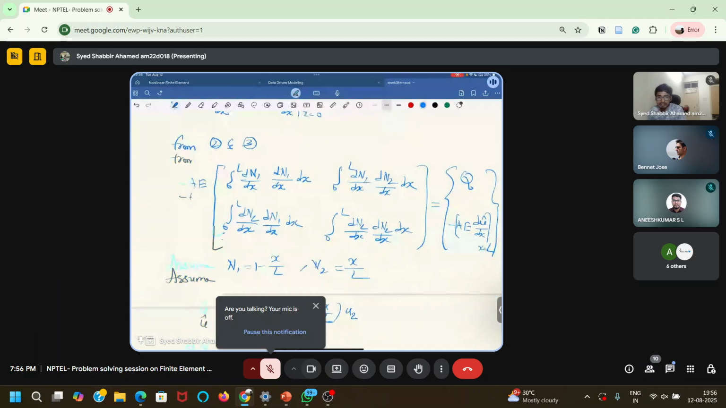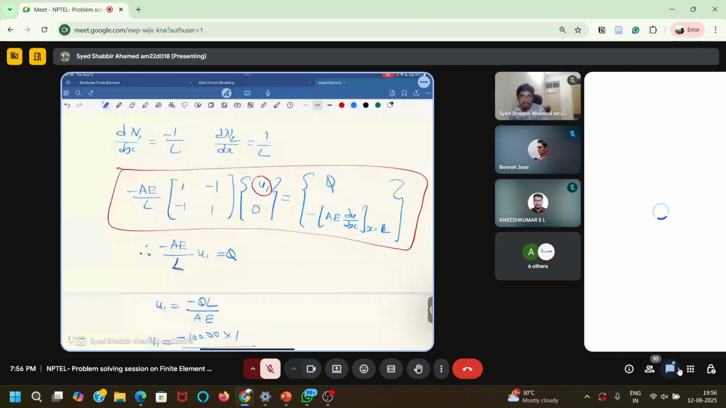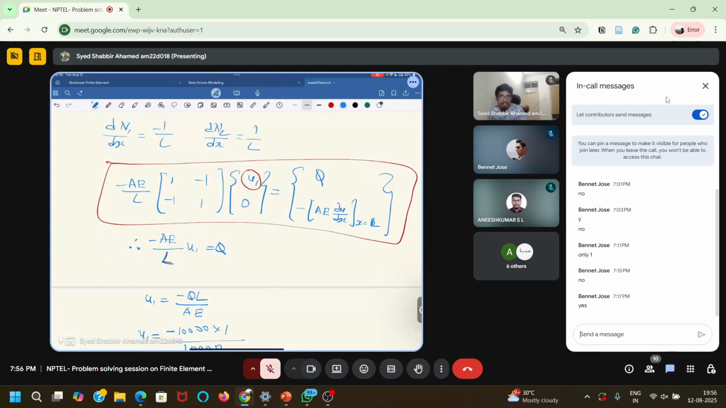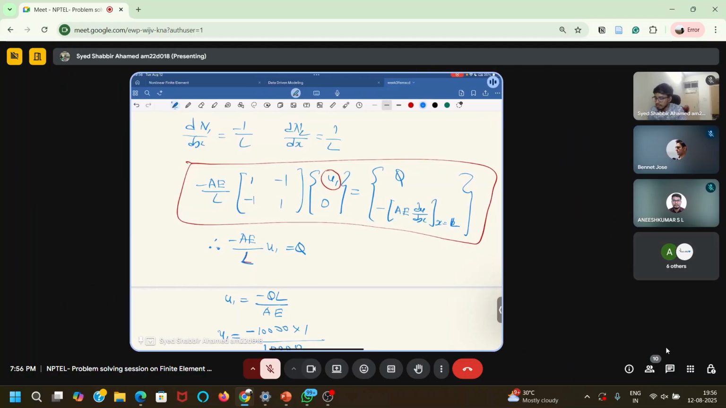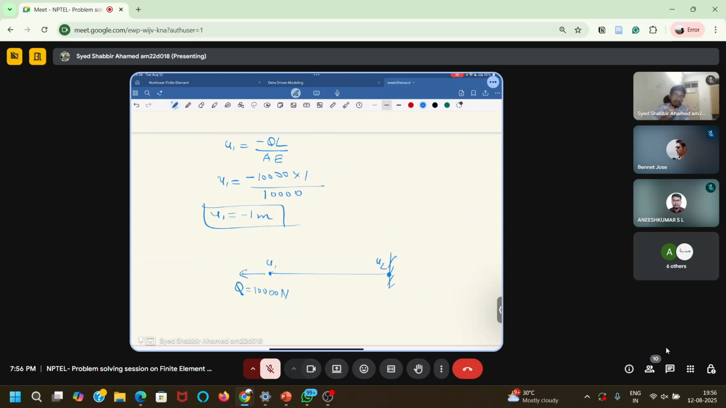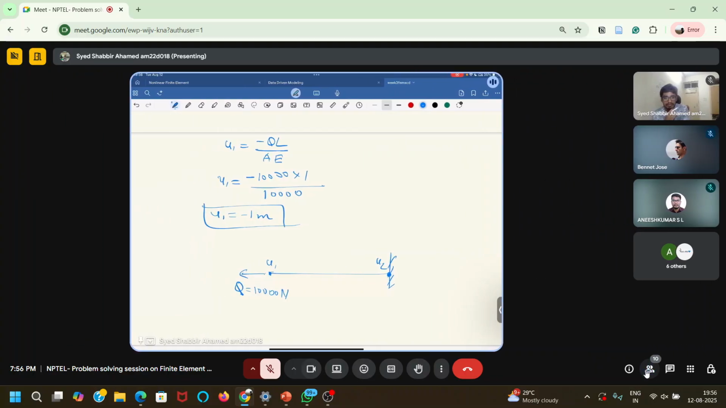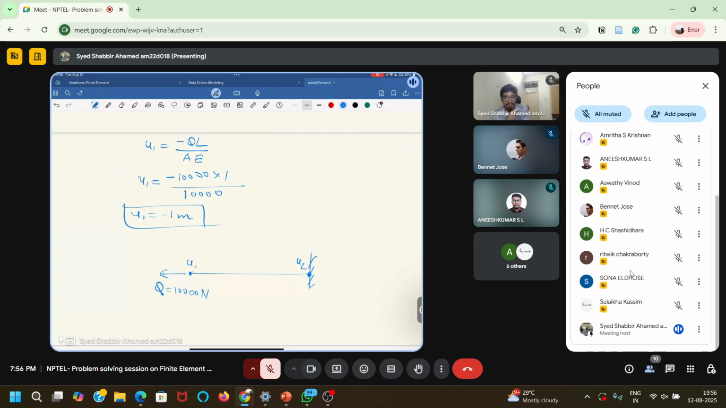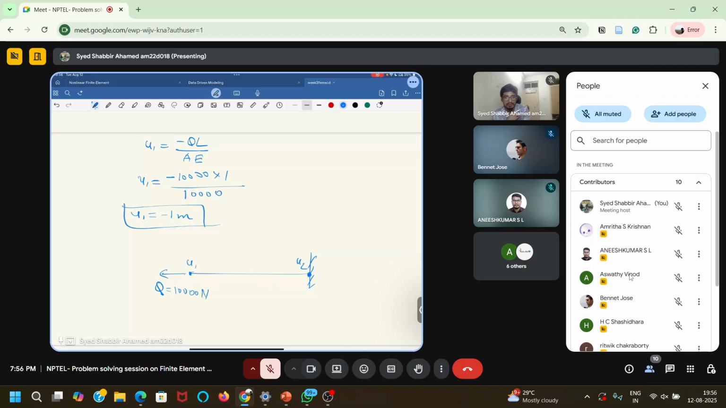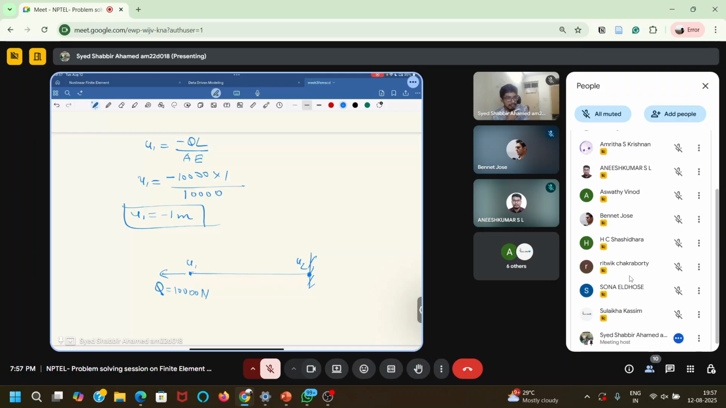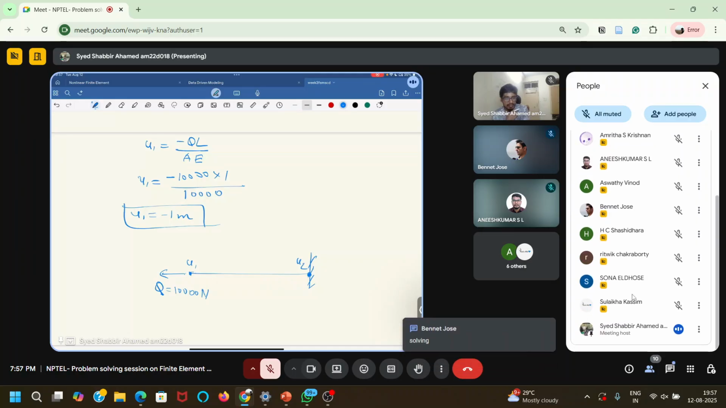Any doubts with this? Are you clear with that? Or if you have any doubts related to the assignment questions which have been given to you, have you solved the assignment? Anyone? Anish, Amrita, Janet, solving. Okay.